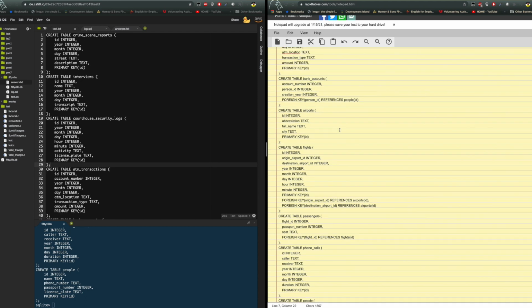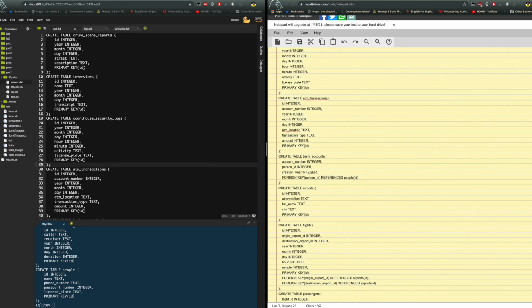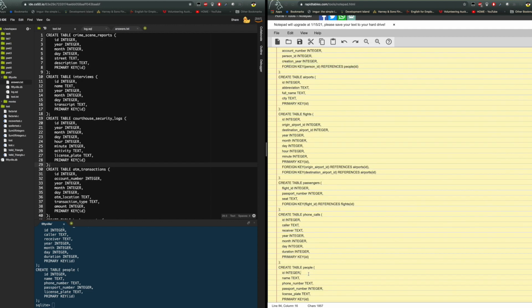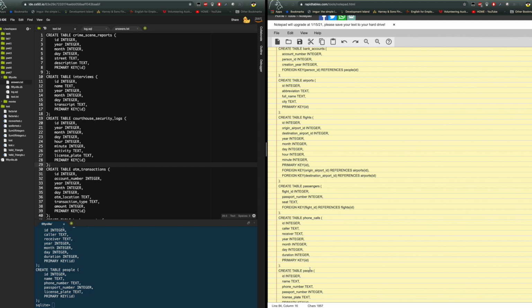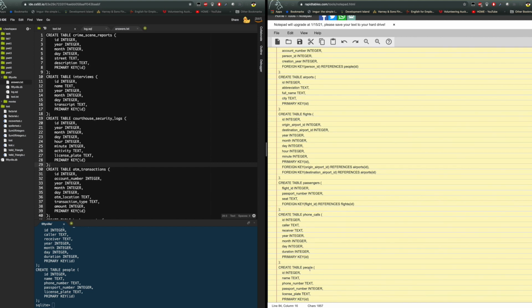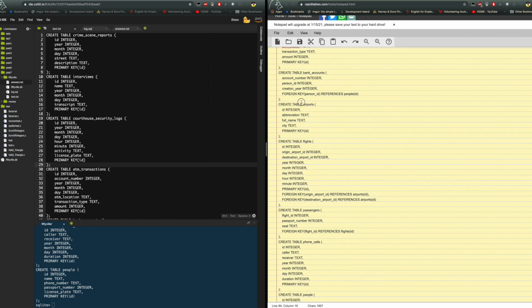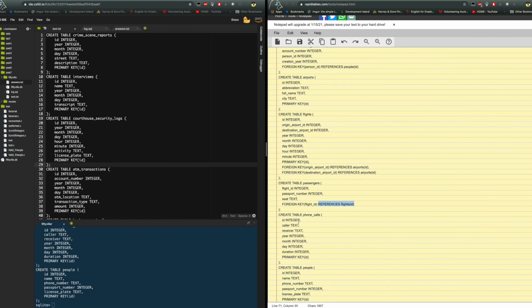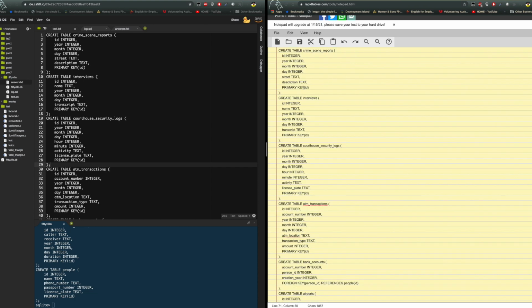There are bank accounts, which are related to person ID, and another one, passengers, flights and airports. Airports have a primary key, flights go to an origin airport and a destination airport, and passengers go to flights. Yeah, the rest of the tables are independent.